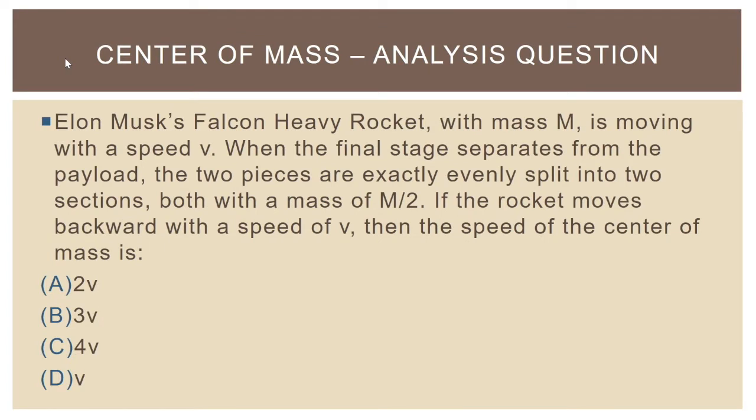The question says, Elon Musk's Falcon Heavy rocket with a mass of m is moving with a speed v. When the final stage separates from the payload, the two pieces are exactly evenly split into two sections, both with a mass of m/2. So basically, they split with half the mass. If the original mass was 1,000 kilograms, it's two 500-kilogram pieces. Anyway, it says if the rocket moves backward with a speed of v, then what is the speed of the center of mass? Take a second to pause this video here and write this question down and try your best to come up with an answer. When you hit play, we'll go over it.